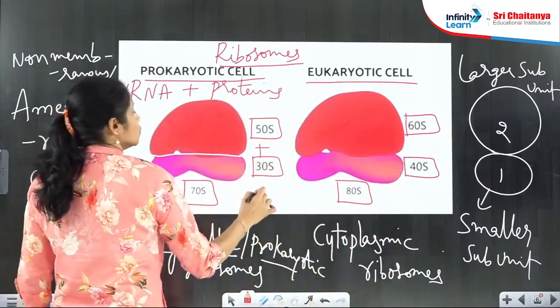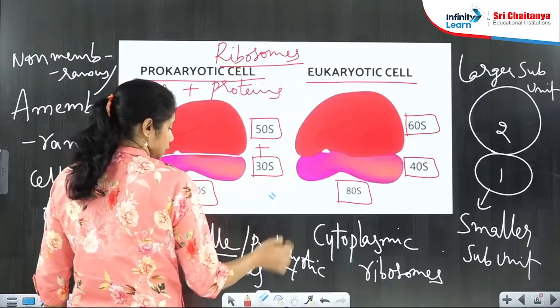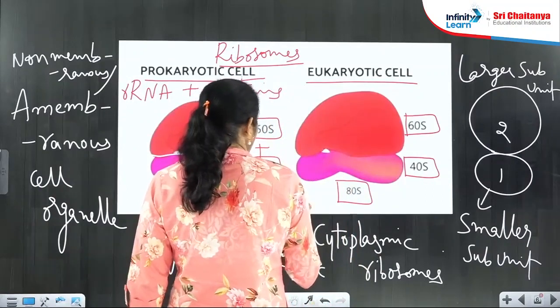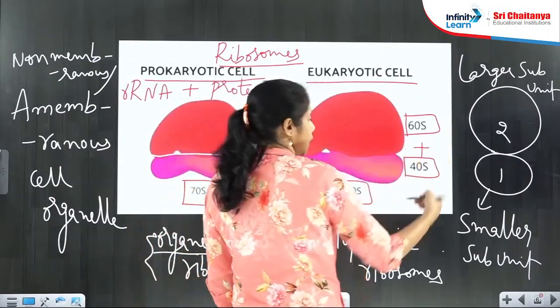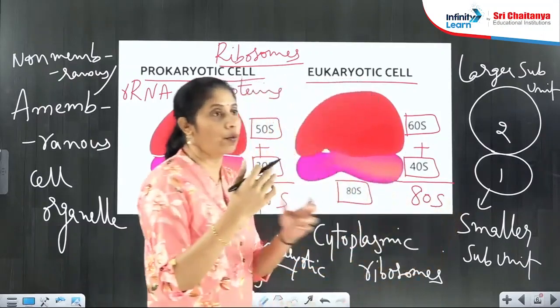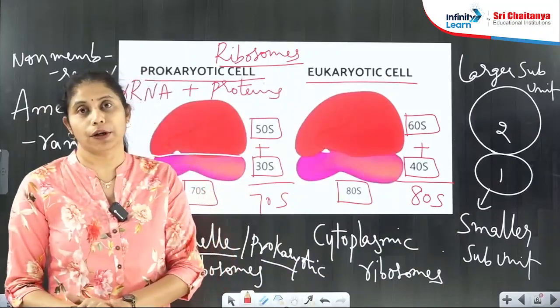When you add these two, you would expect 100, but you only get 80S because there is an overlapping zone. They are overlapped here, so due to overlapping it forms only 80S, because of the overlap between the smaller subunit and the larger subunit.